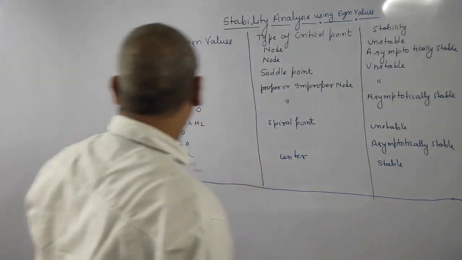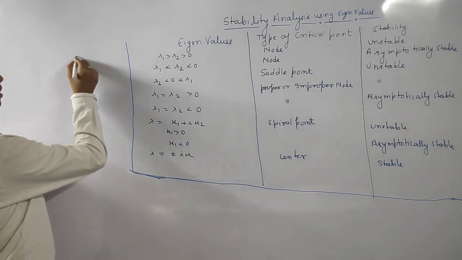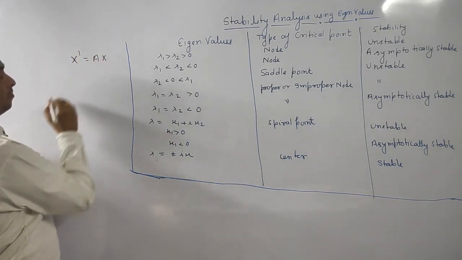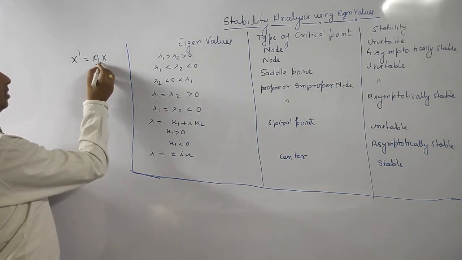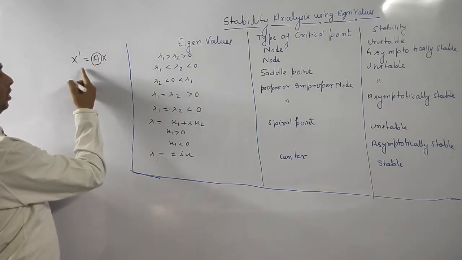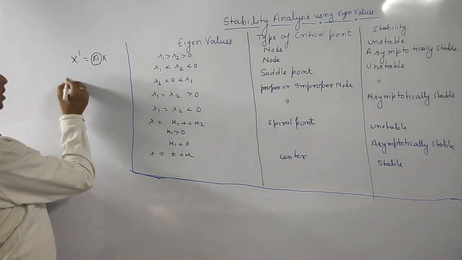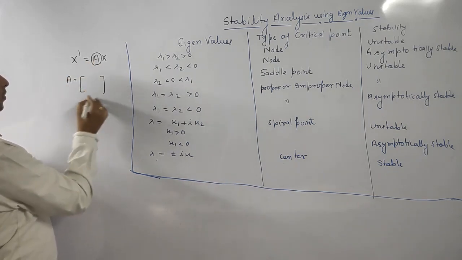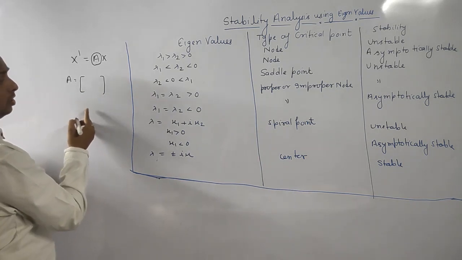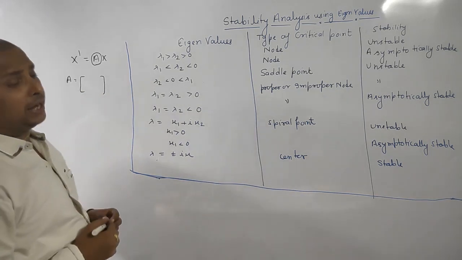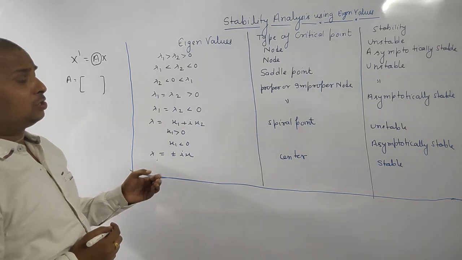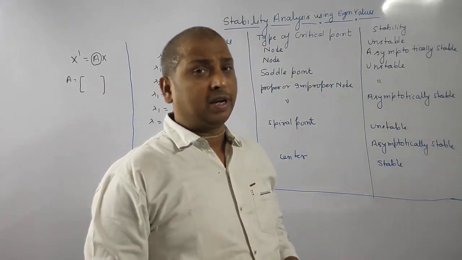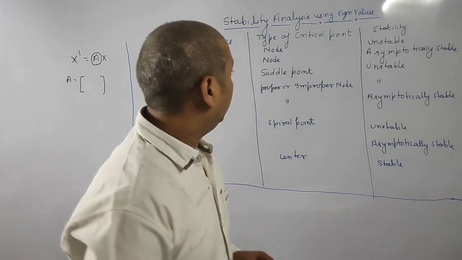I already explained it to you in examples. If the system is x dash is equal to Ax, then how do we solve it? We calculated the A matrix, then we calculated its eigenvalues. And based on those eigenvalues, we can tell about the nature of the critical point and stability analysis. So stability analysis is a very important tool.